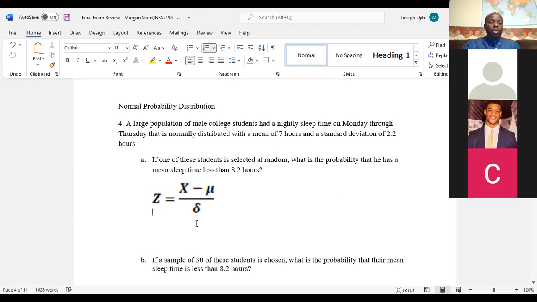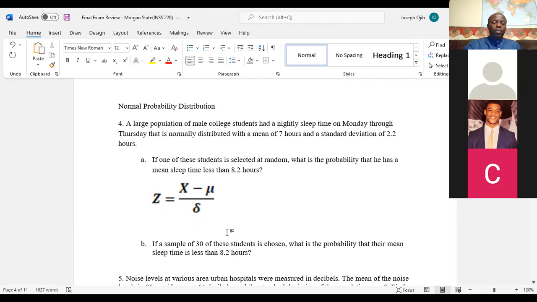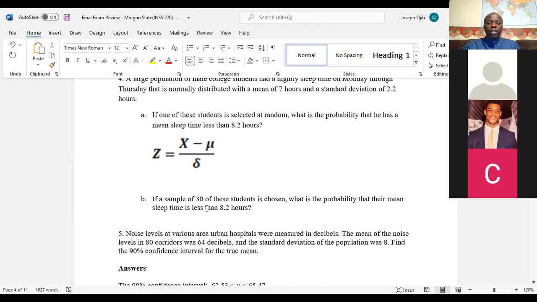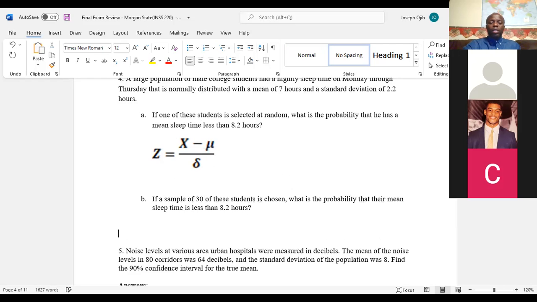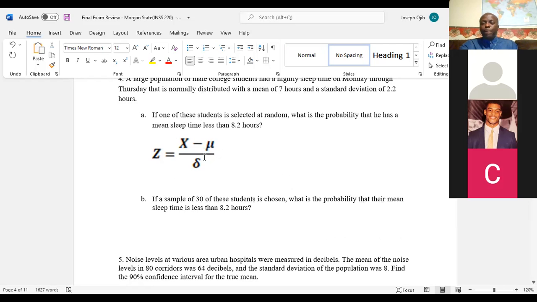For part B, if you look at part B here, they give us the sample size. Part A, they didn't give us the sample size. Here they say a sample of 30, and in that case we're going to use a modified version of this formula, the one we use when we talk about the central limit theorem. So in that case, you modify the formula and use it for that.